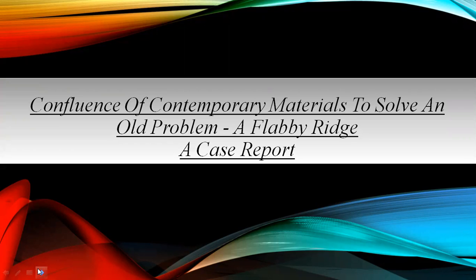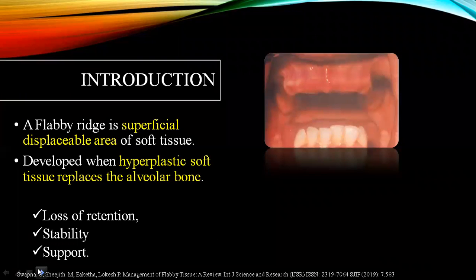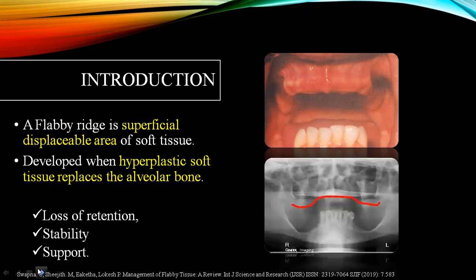I'm going to present a case report titled Confluence of Contemporary Materials to Solve an Old Problem, flabby ridge. A flabby ridge is a superficial, displaceable area of soft tissue. It is actually a replacement of alveolar bone by fibrous tissue with poor dental supporting properties, most commonly seen in the anterior maxilla as a result of combination syndrome due to excessive load on the residual ridge.